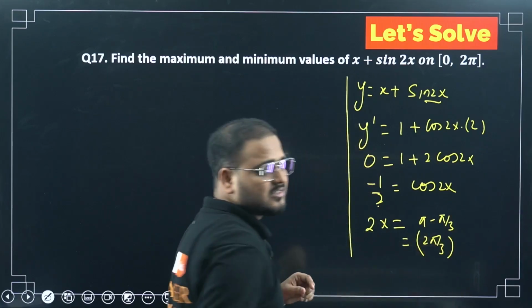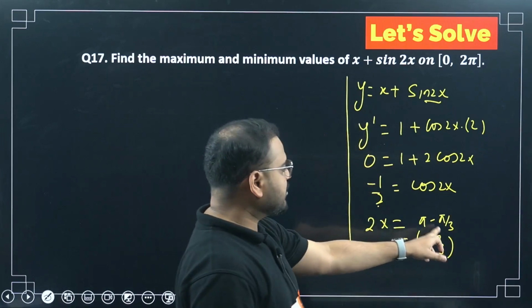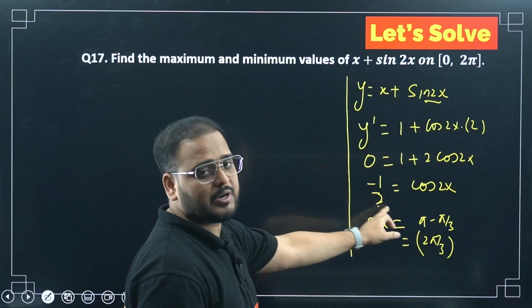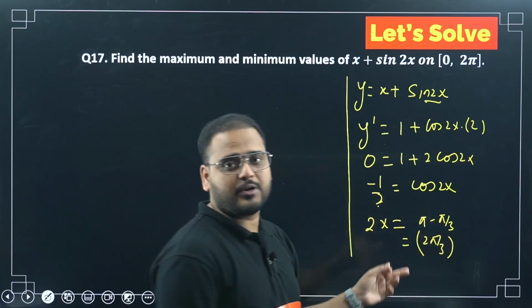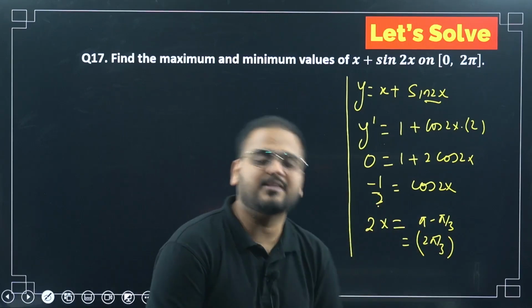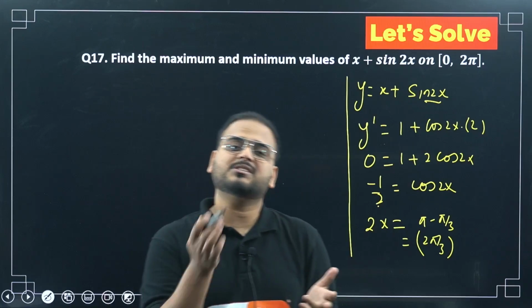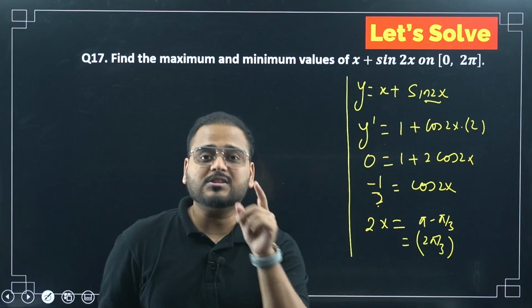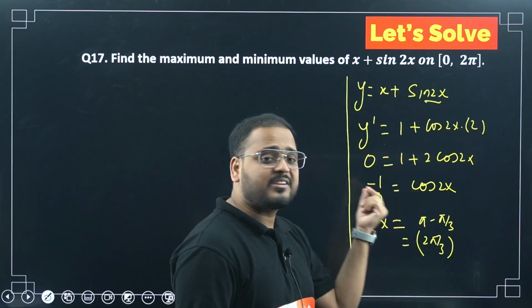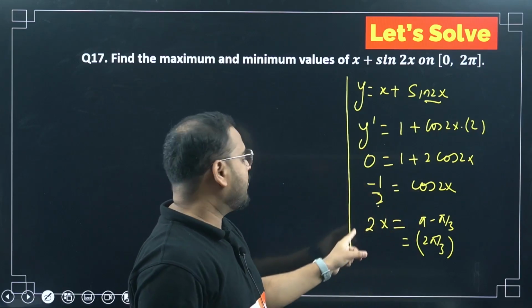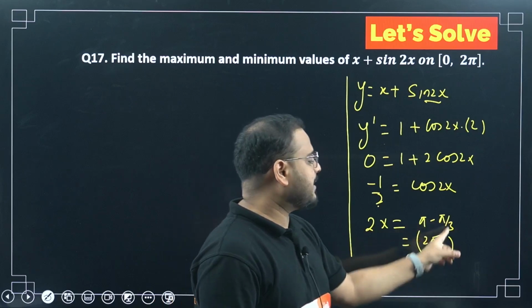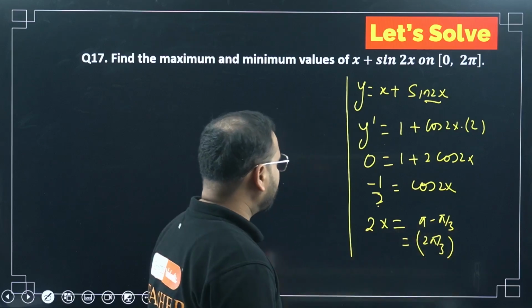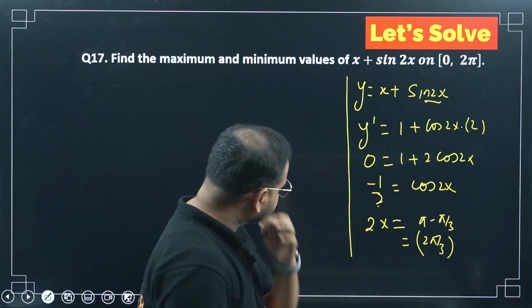So why are you writing like this? Second quadrant. Because in the first quadrant you will not have minus 1 by 2. So at pi by 3 it is 1 by 2. We know that, at 60 degrees. At 60 degrees cos is positive 1 by 2. But I want minus 1 by 2. That means I will take pi minus pi by 3. So what is this value? 2 pi by 3. Okay.